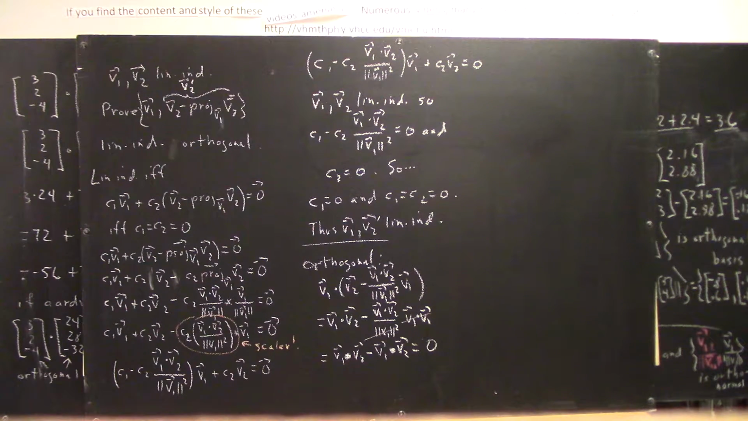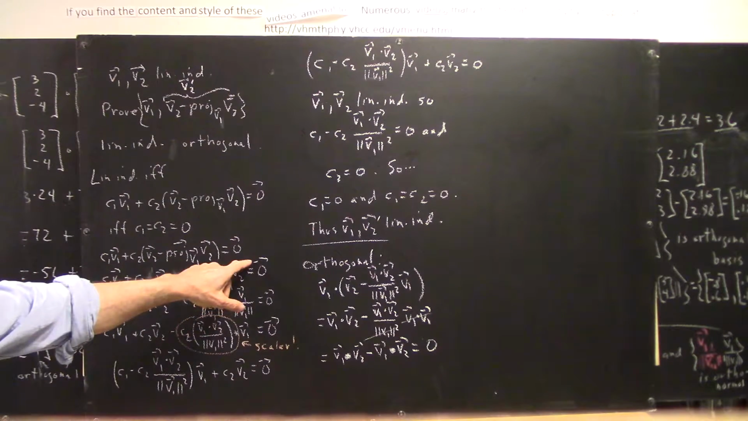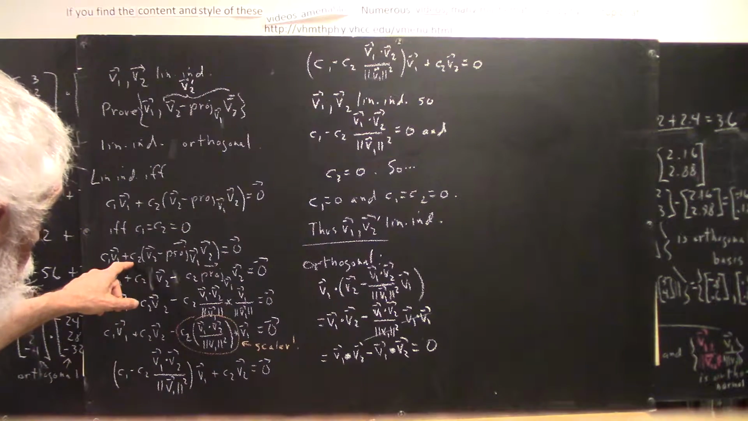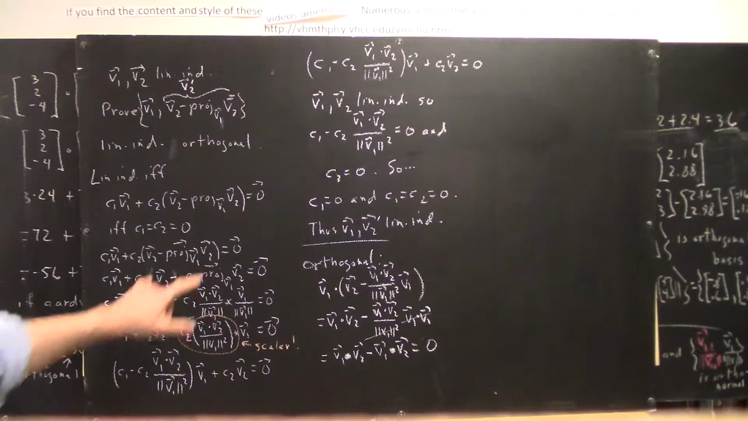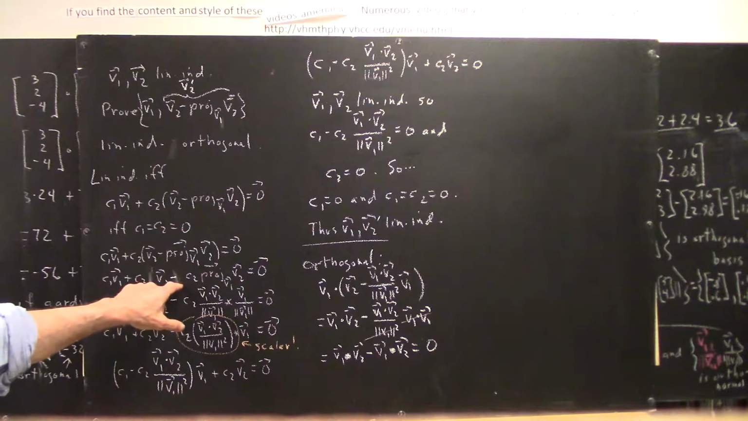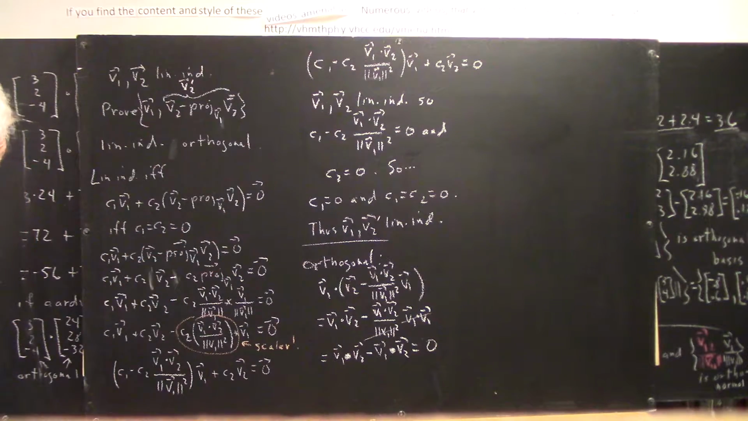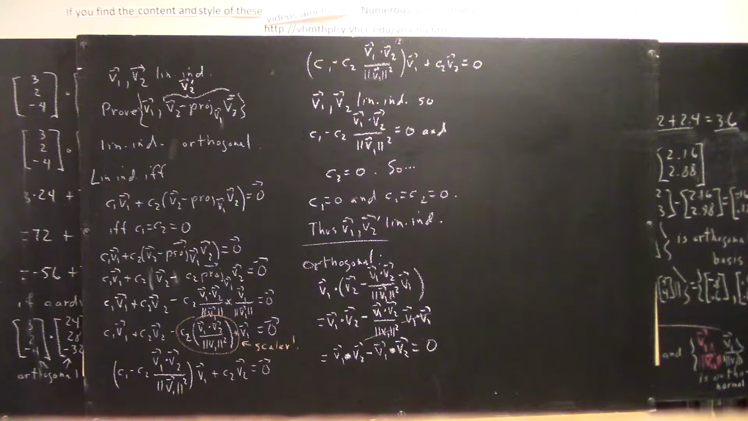Well, let's write it out. Right here's our equation. So I write it out again. And now I do some simplification. I can distribute the multiplication by C2 through this term here. I get C2 V2 minus C2 times the projection of V2 on V1. So the equation becomes this. That's very straightforward. Now what can we do?